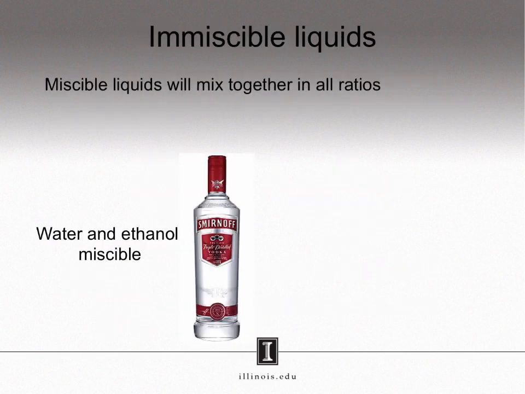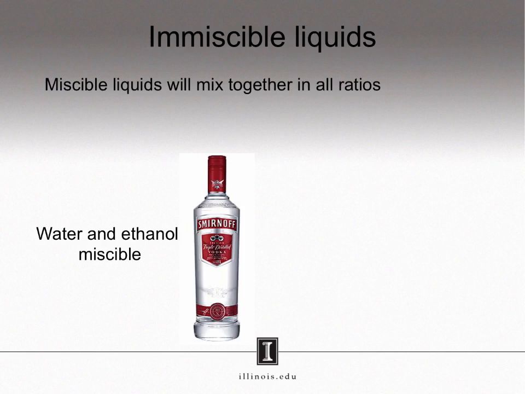Miscible and immiscible describe the ability of two liquids to mix with each other. Miscible liquids are liquids that will mix together in all ratios. An example of two miscible liquids is water and ethanol. Here on the slide, you see a bottle of vodka, which contains water and ethanol. This mixture appears to be homogeneous. We don't see any separations or barriers within this bottle.